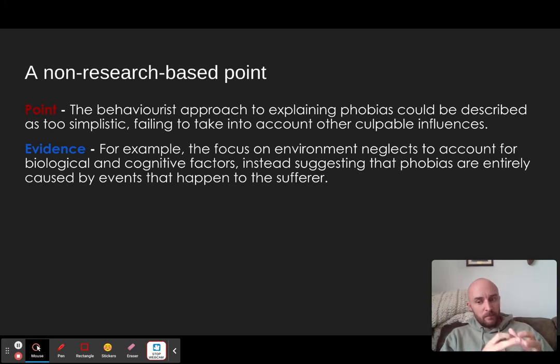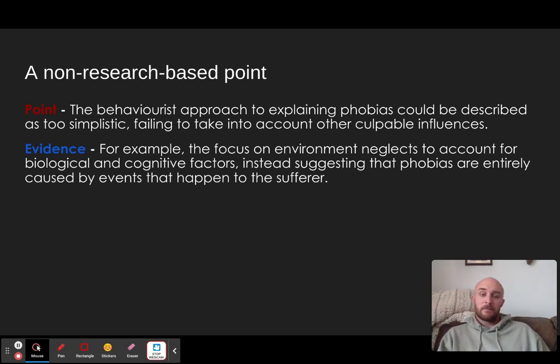I've not given a single piece of research. My evidence is the theory itself. Right? I'm using the theory itself as evidence for my point in saying that it fails to take into account other factors. Why is this important though? Who cares? Who gives a flying pig? Who cares that this is too simplistic?